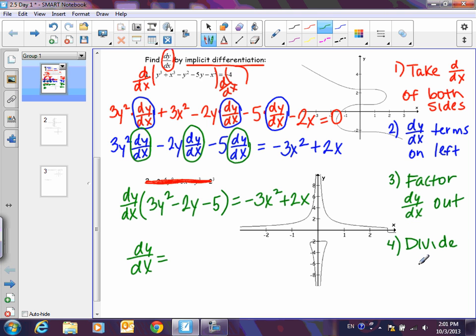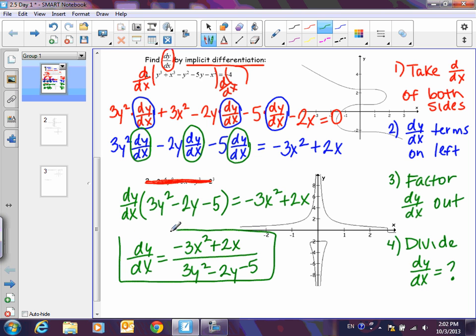I'm going to divide because I want dy over dx by itself. That's my answer. Remember, this is just like y prime. So before, we took the derivative and y prime was already by itself. We have to do a little bit more algebra here. And so the right side was negative 3x squared plus 2x. I divided by 3y squared minus 2y minus 5. And that's your answer.